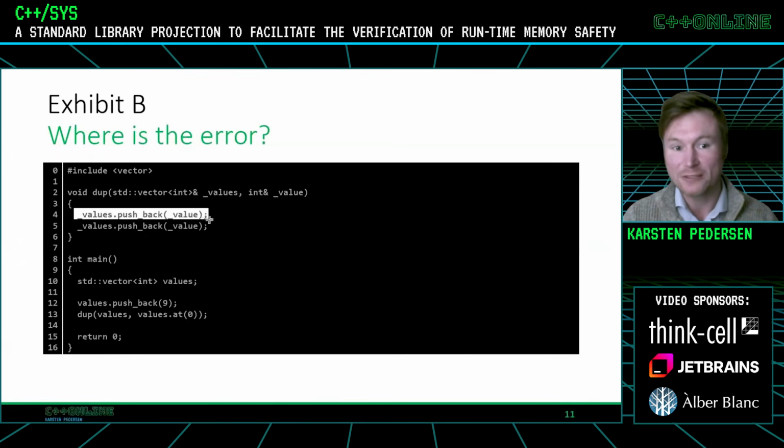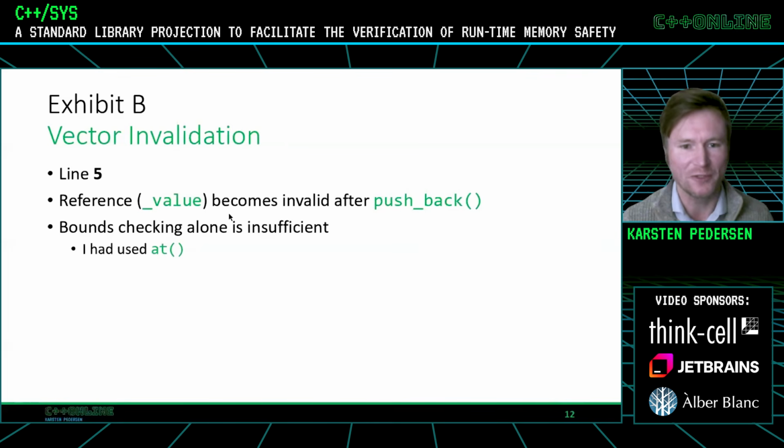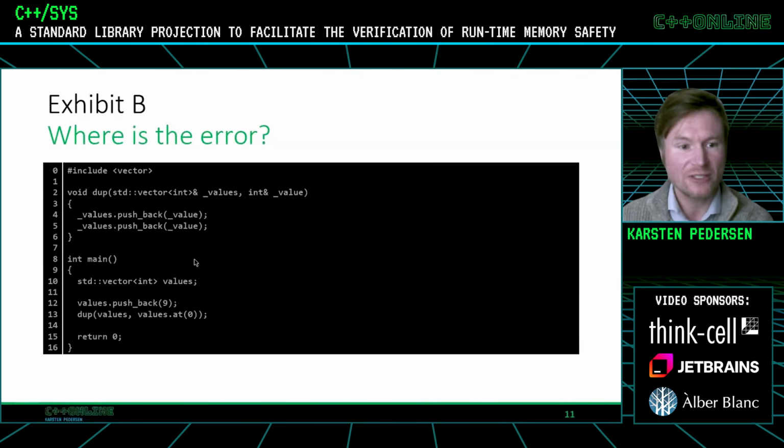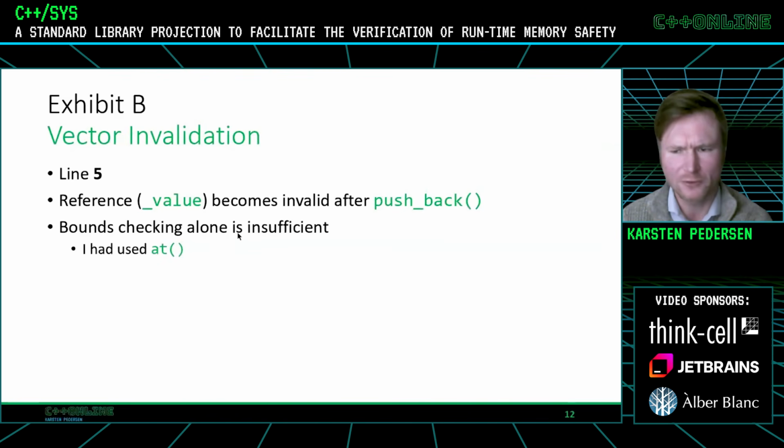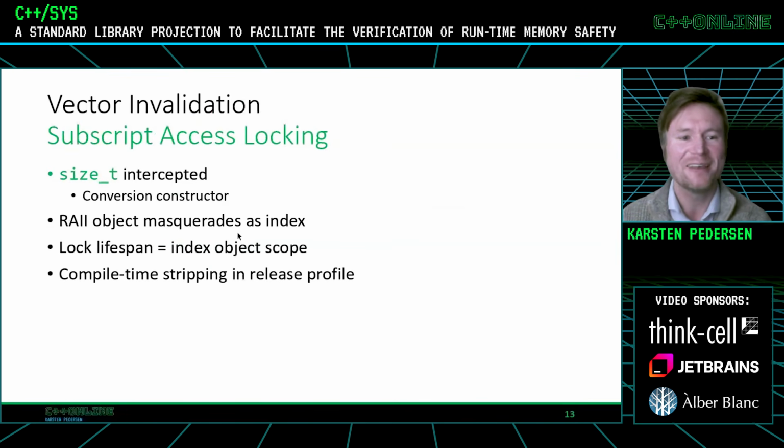So the first pushback is fine, but then the reference is now invalidated. So the second one, you're pushing back effectively invalidated memory, which is no good. Or you're accessing invalidated memory to copy it, to push it back. So bounds checking alone is insufficient. As you can see, I dutifully did use at, which means it's not out of bounds. That is fine. It actually becomes invalidated at this point. So the bounds check was fine. So that's no good. Or rather, it's good, but it hasn't solved this issue.